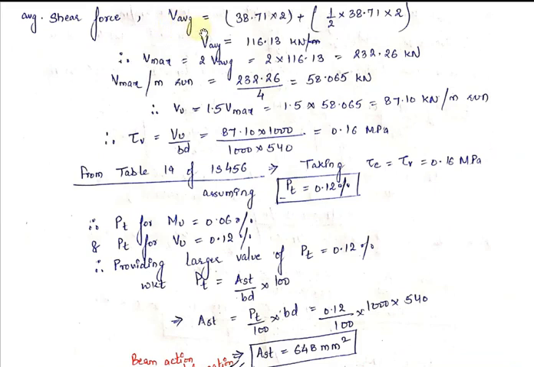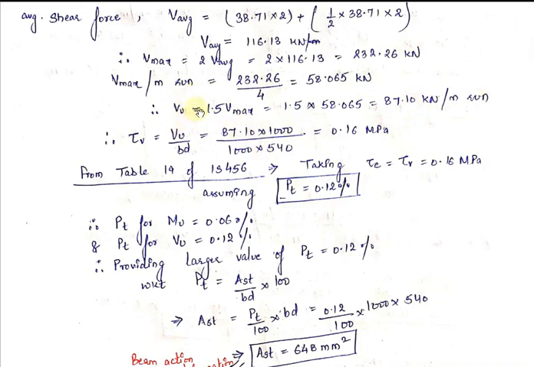There are two shapes, rectangular and triangular. So average shear force will be equal to area of rectangle plus area of the triangle. These will be converted into force. So the total average shear force will be 116.13. In a similar way, Vmax will be 2 times V average, then Vmax per meter run will be divided by 4, and then we will calculate the value of ultimate shear force, which will be the factor of safety into Vmax, and the value will come out to be 87.10 kilonewton per meter run.